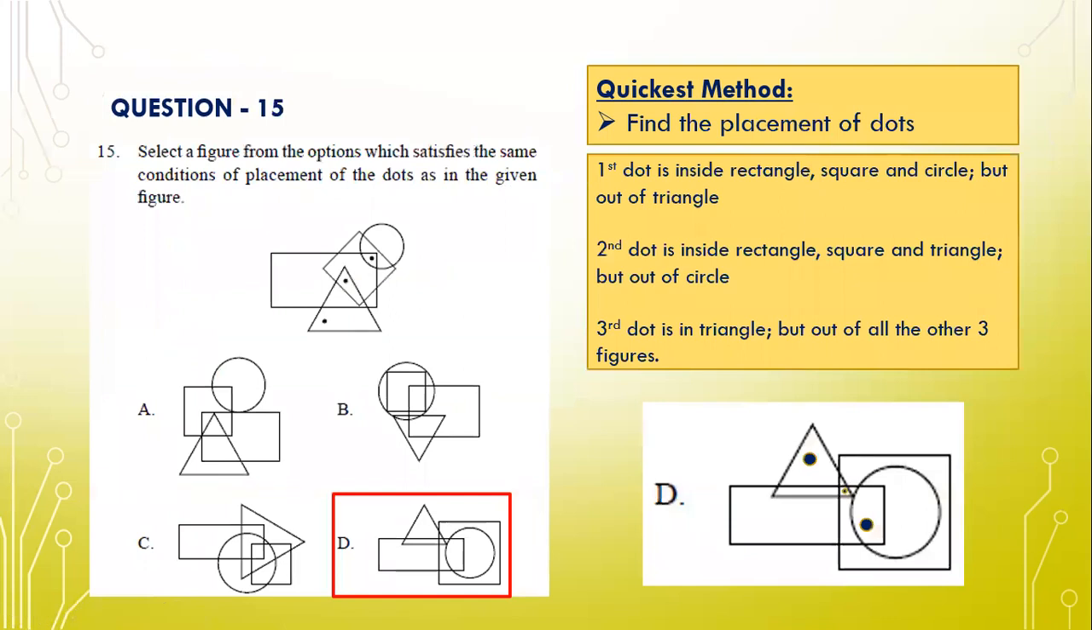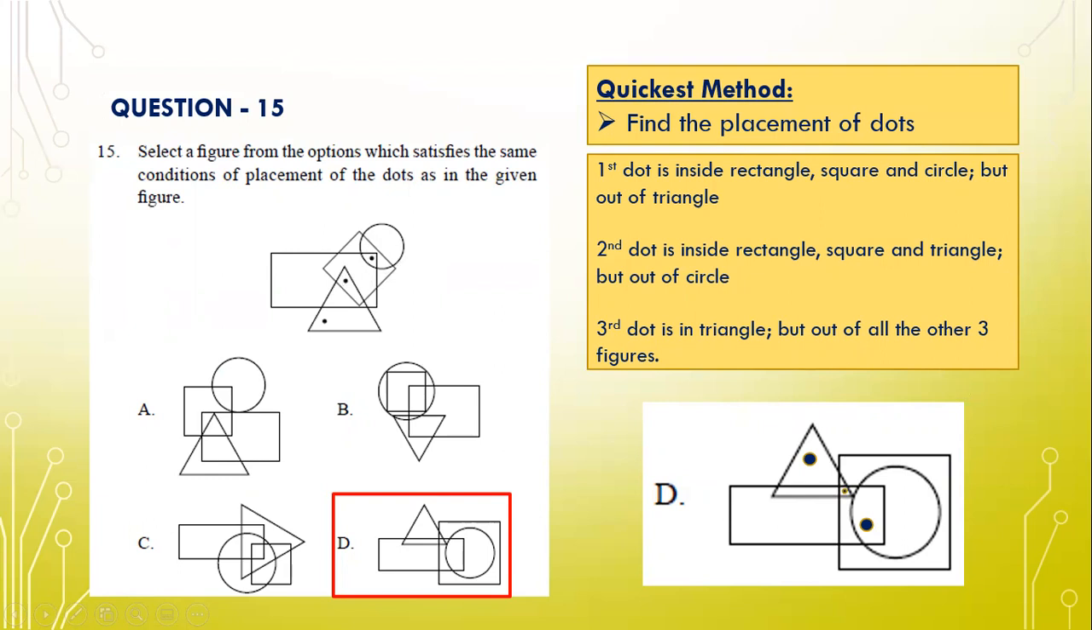Okay, select a figure from the options which will satisfy the same condition of placement of dots as in the given figure. So the first dot is in the circle, in the square, in the rectangle, but out of the triangle. The second dot is in the rectangle, in the triangle, in the square, but out of the circle. And the third dot is in the triangle, but out of all the other three figures.